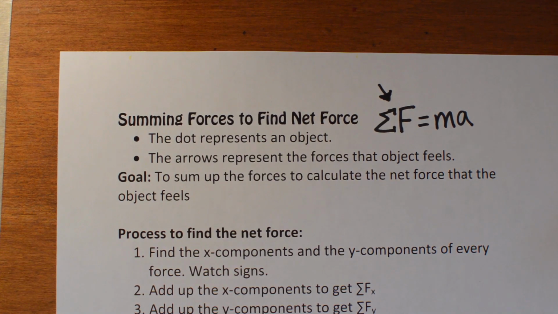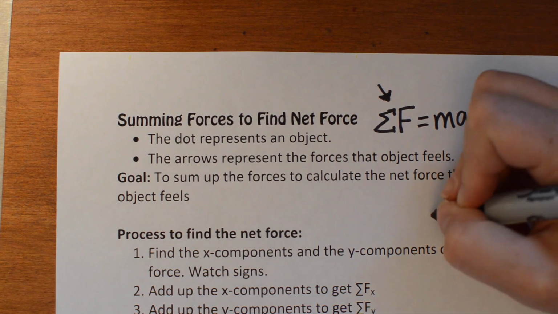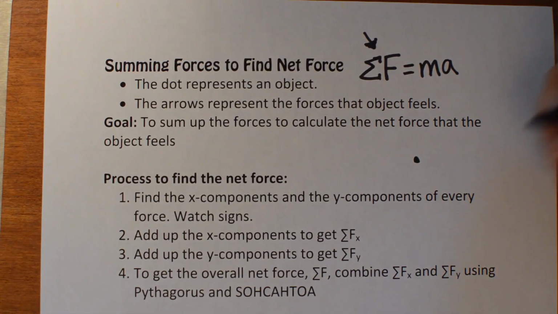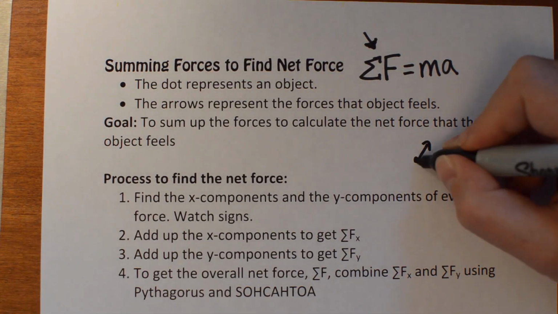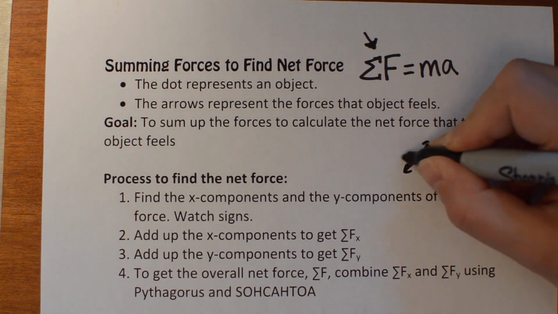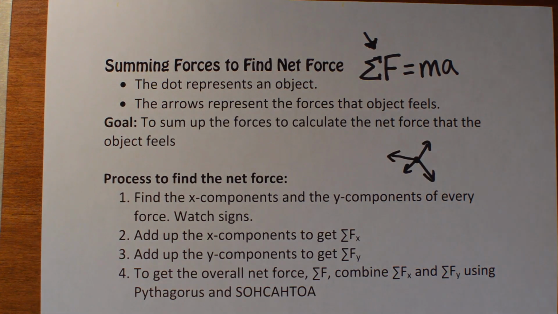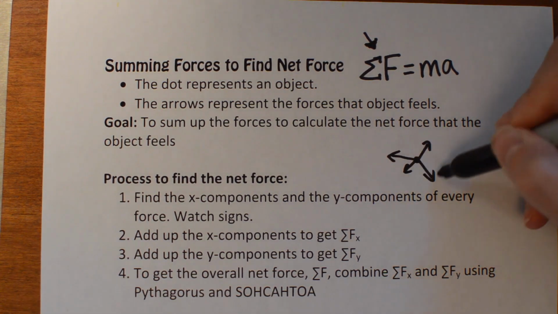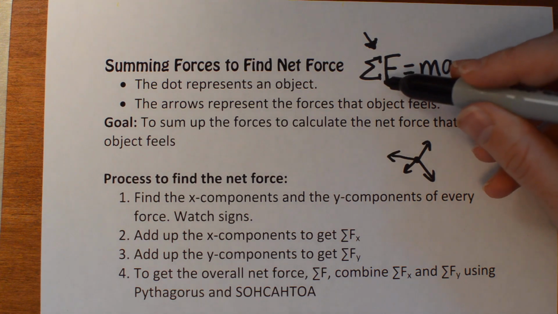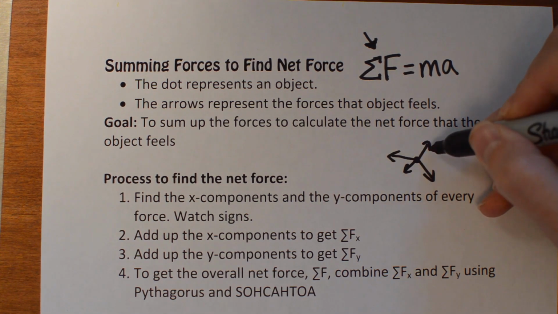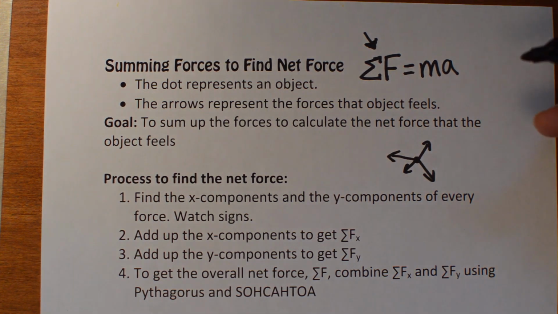So being able to find that net force in all kinds of different situations is going to be a really, really important skill. So what you'll see is basically a dot that represents some object, and it'll feel a bunch of forces, and the forces will be shown by arrows pulling in all different directions on that dot. And our goal is to add up all of those force arrows to get a net force. But you can't just add up all the numbers. You have to add them as vectors.